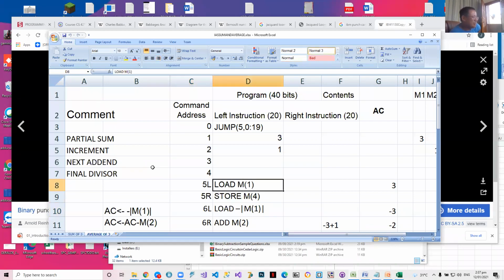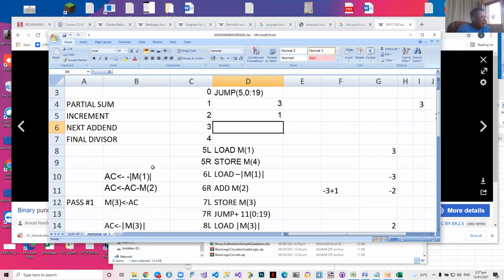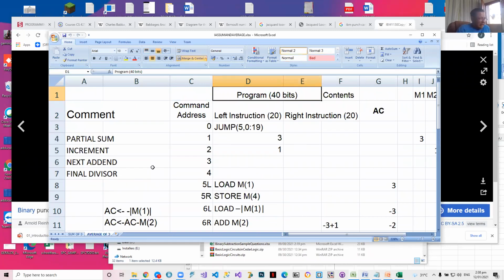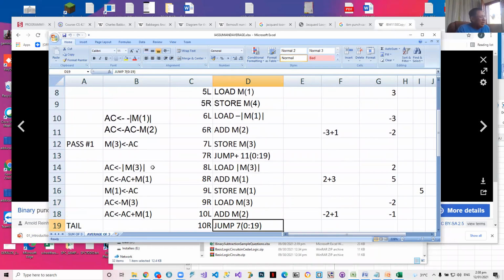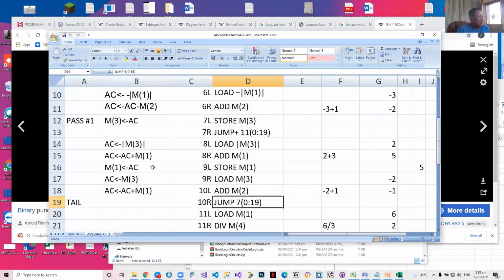If you are going to store 20-bit instructions into 40-bit words, kasayang yung kalahati. Diba? Because only the first 20 bits will be stored. So sayang yung kalahati. So Von Neumann decided that we should use the right part to store the next instruction. Ang problema nito, meron tayong jump to the left and jump to the right. So when you say jump 11, 0 to 19, we go to address 11 left. Pag 20 to 39, that's address 11 right.